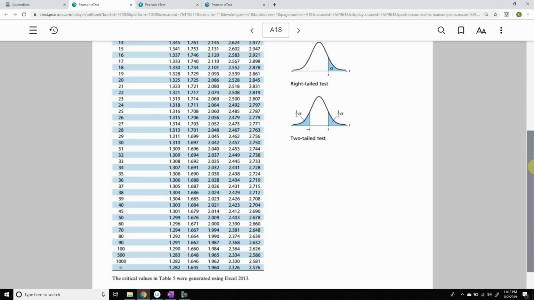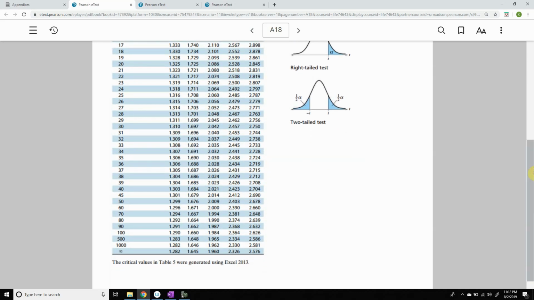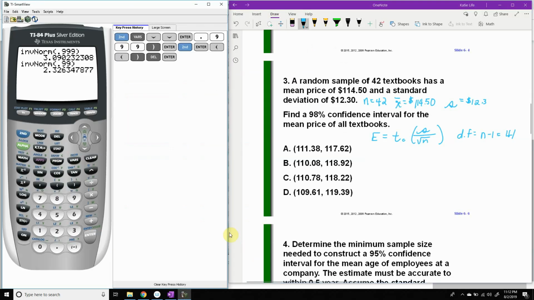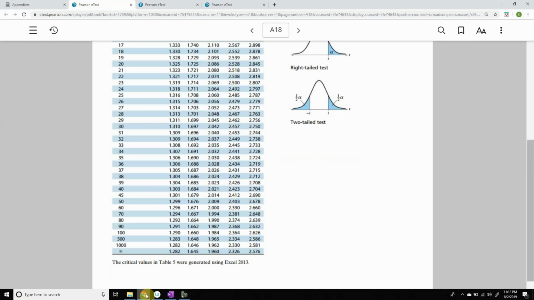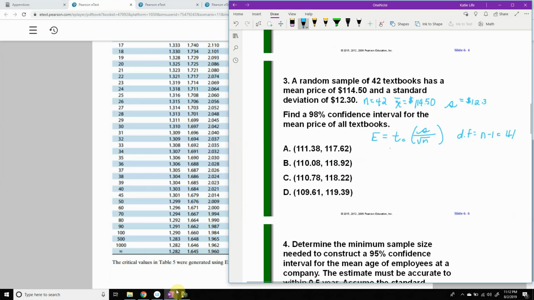We're scrolling all the way to the bottom. Our t sub c critical score here is going to be 2.326. We're going to multiply that by $12.30 divided by the square root of 42.